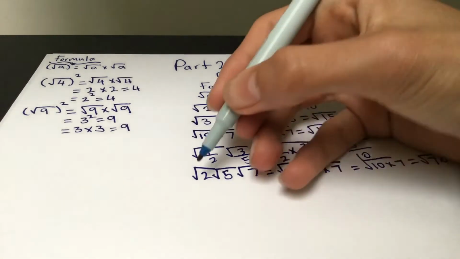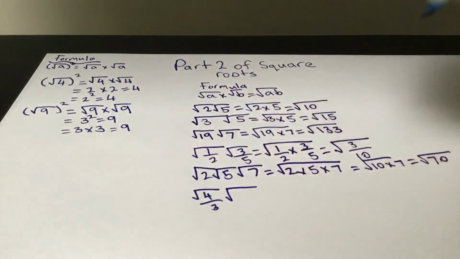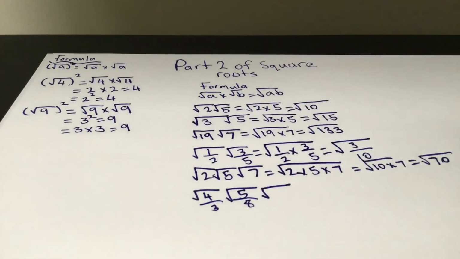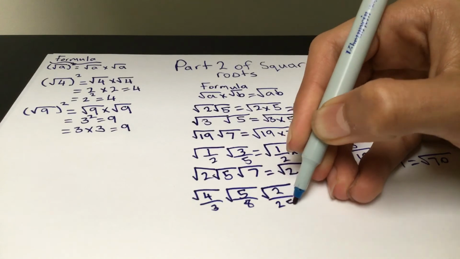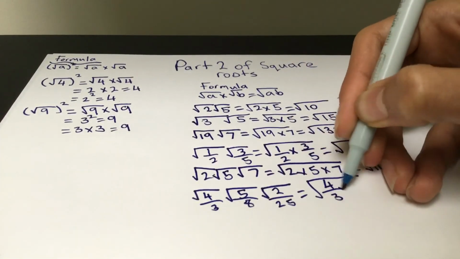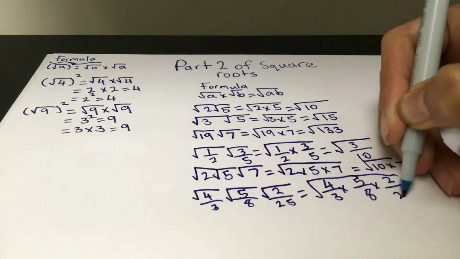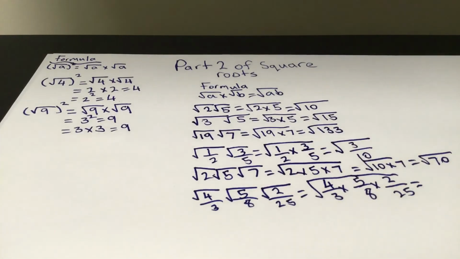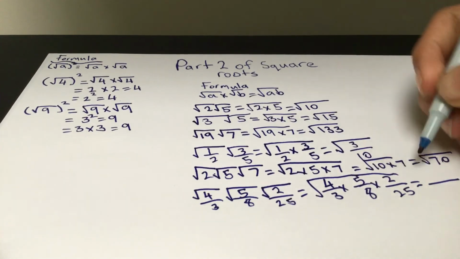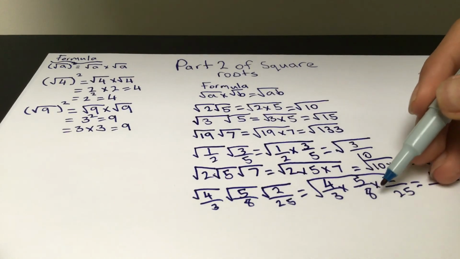We're going to move on to the next question. Square root 4 over 3, and square root 5 over 8, square root 2 over 25. Same thing, let's put it into this form. Okay, so we're going to go 4 times 5 times 2, which gives us 40. And then 3 times 8, which is 24.